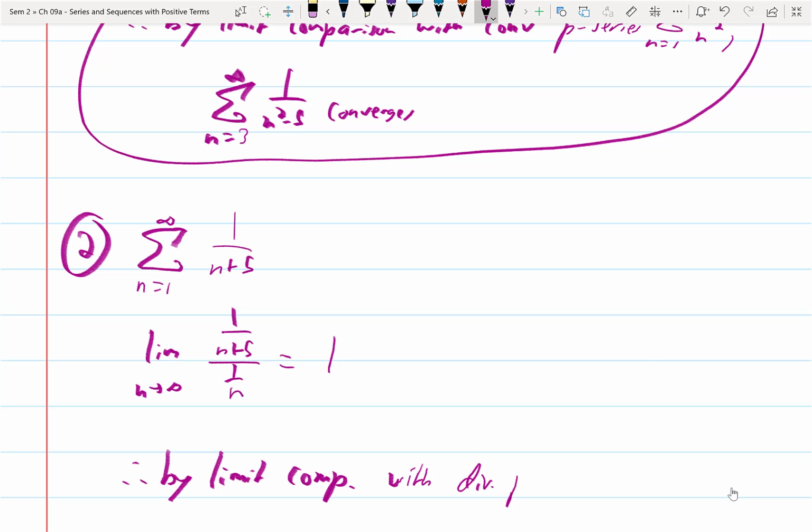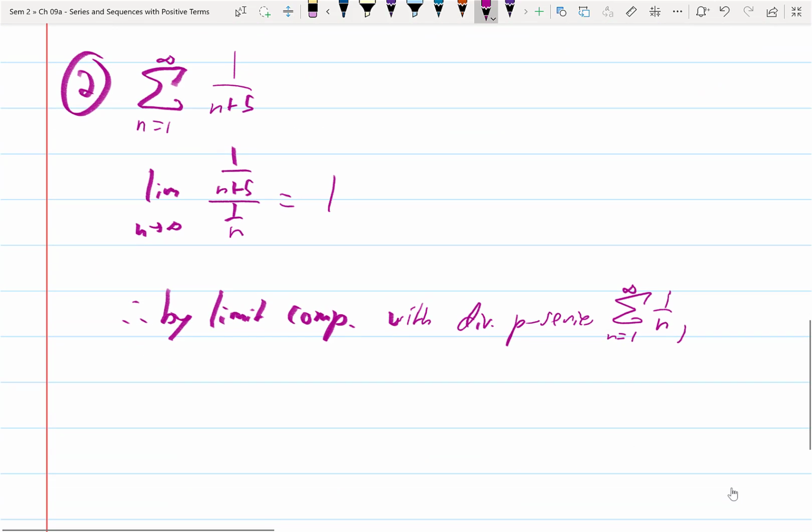With divergent P series, the sum from n equals 1 to infinity of 1 over n. Or you can say divergent harmonic series. The sum from n equals 1 to infinity of 1 over n plus 5 diverges.